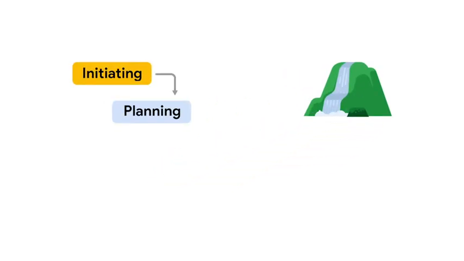The phases of a waterfall project lifecycle follow the same standard project lifecycle flow that you learned about earlier: initiating, planning, executing, which includes managing and completing tasks, and closing. So, when would you want to use a waterfall approach to project management?